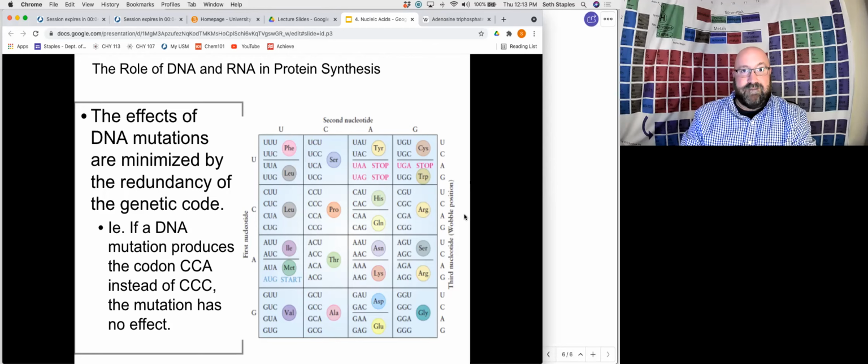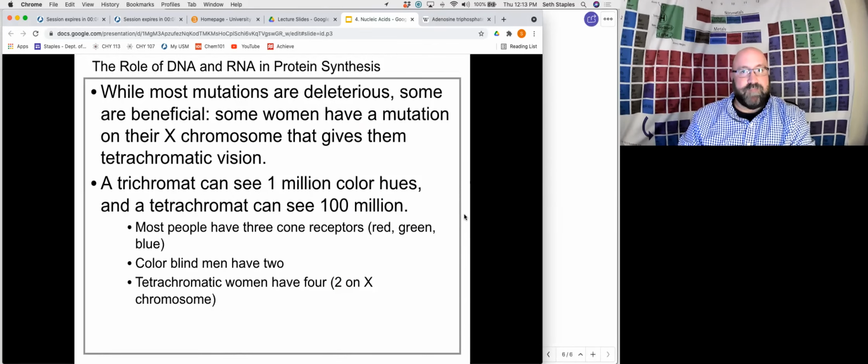Okay, let's talk about some of the effects that these mutations can have, and then we're done. So most mutations are disadvantageous. But there are some that are beneficial. Some women, for instance, have a mutation on their X chromosome, which gives them what we call tetrachromatic vision.